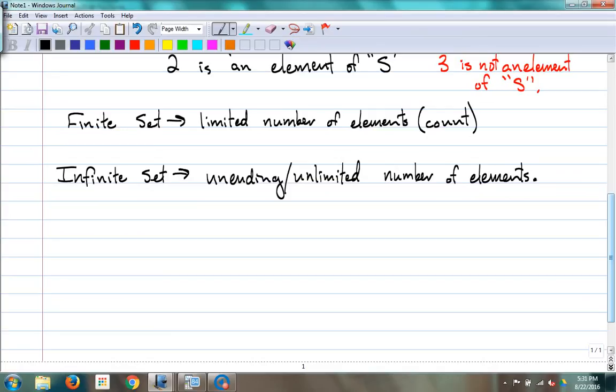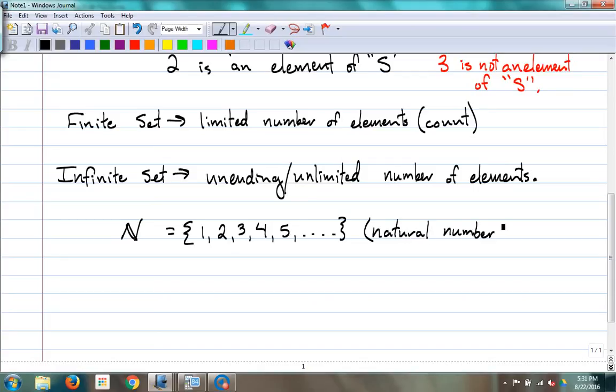Okay. One set that we deal with in here is those numbers 1, 2, 3, 4, 5, and so on. The dot dot dot means keeps going, right? If it keeps going, is that finite or infinite? Infinite. That's right. Dot dot dot means it keeps going. Now, what kind of numbers are those? They're the natural numbers. And the notation for that is that. It's the natural numbers.